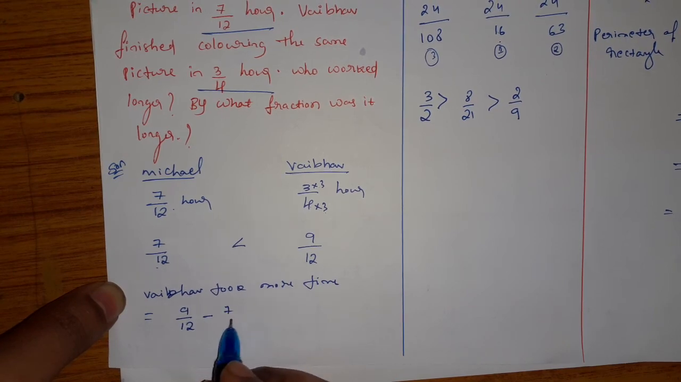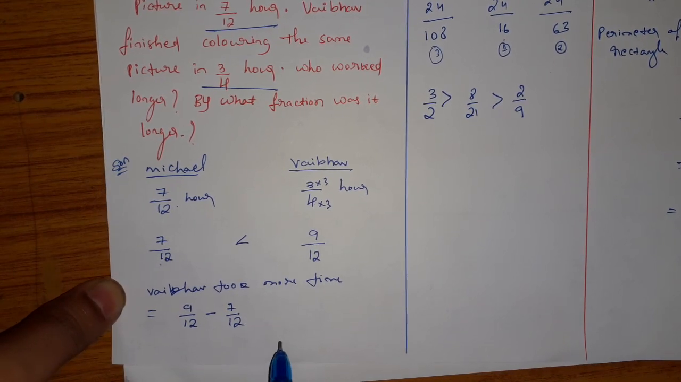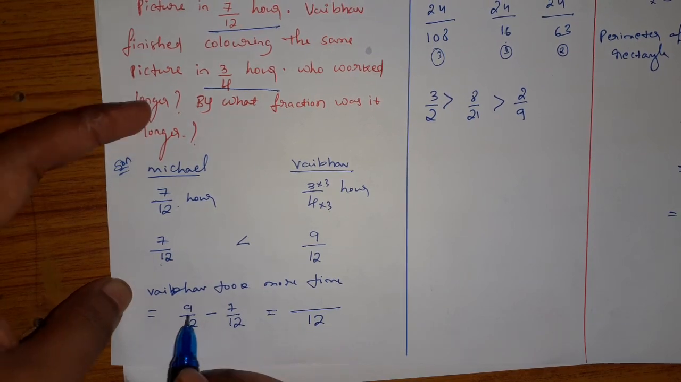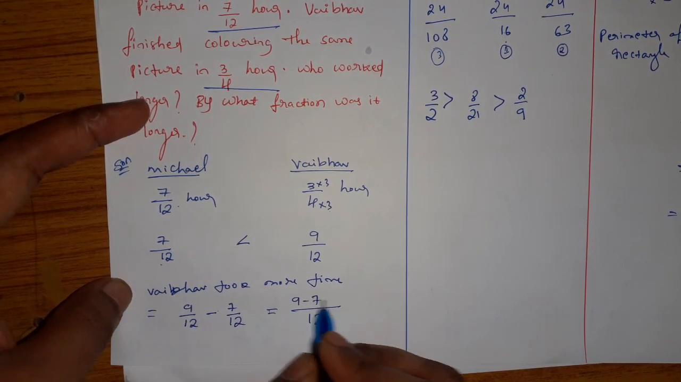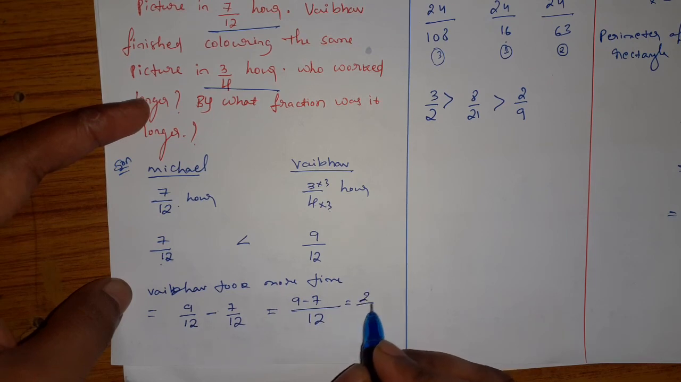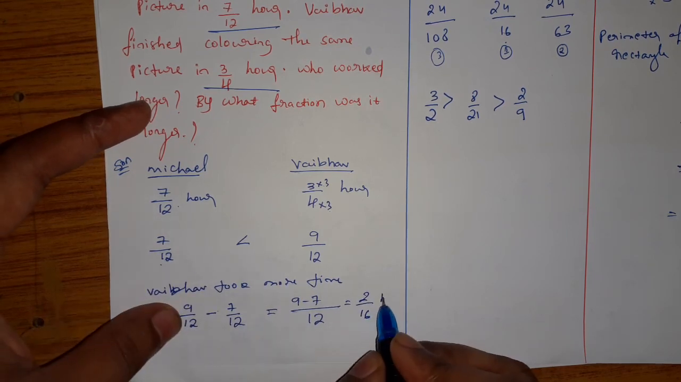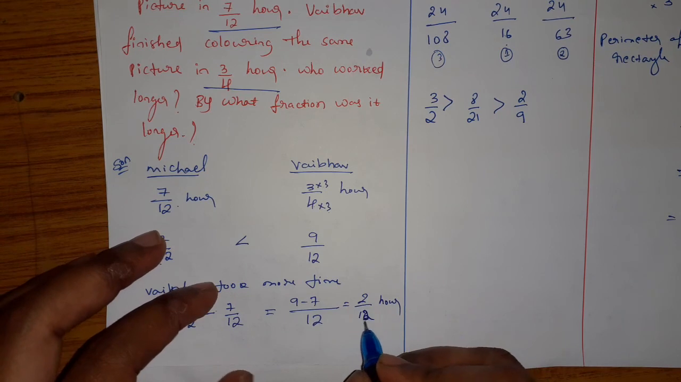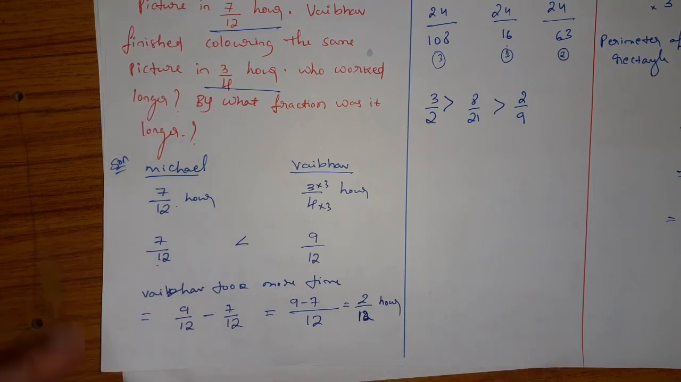9/12 minus 7/12. Already both are like fractions, 12, 12, 12 common. 9 minus 7 will give you how much? 2/12. 2/12 hour. Okay, so Vaibhav took more time. How much? 2/12 hour more.